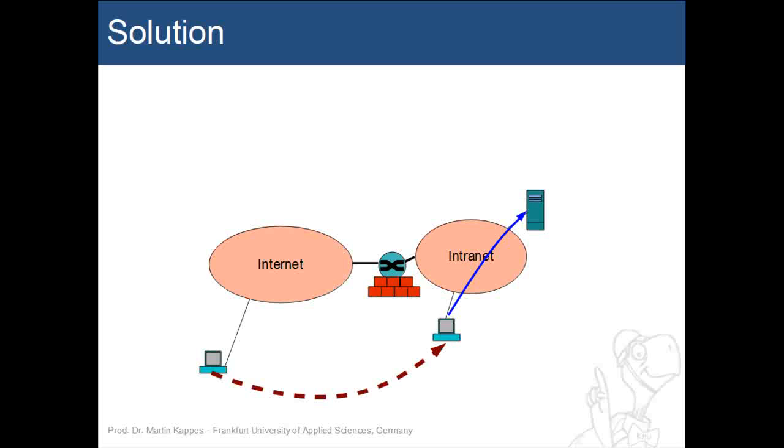VPNs can be realized in software as well as in hardware. And the question is, of course, how can you do this? A virtual private network operates like a leased private line between the two stations.